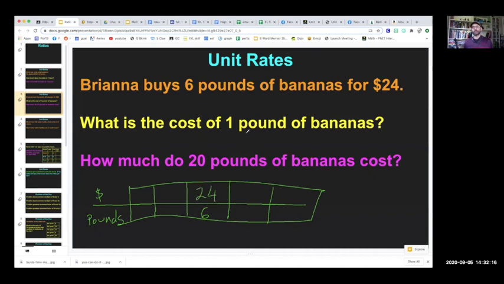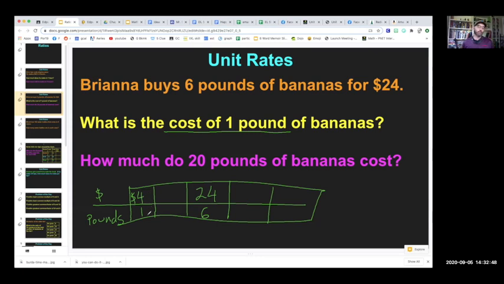So first thing we want to do is find the unit rate. When it says what is the cost of 1 pound, that means the unit rate because we want to have a 1 here. So let's put a 1 here. So the way you find the unit rate is just divide. 24 over 6 means 24 divided by 6. What is 24 divided by 6? It is 4. Because we know that 6 times 4 is 24. So that means that the bananas cost $4 for 1 pound of bananas, right?